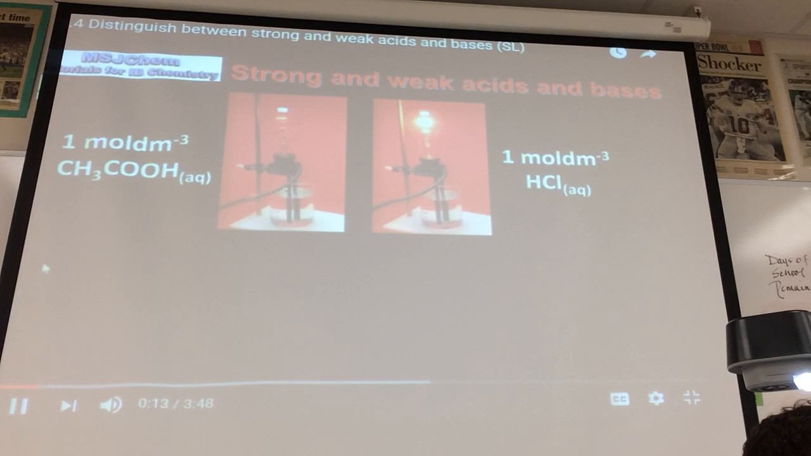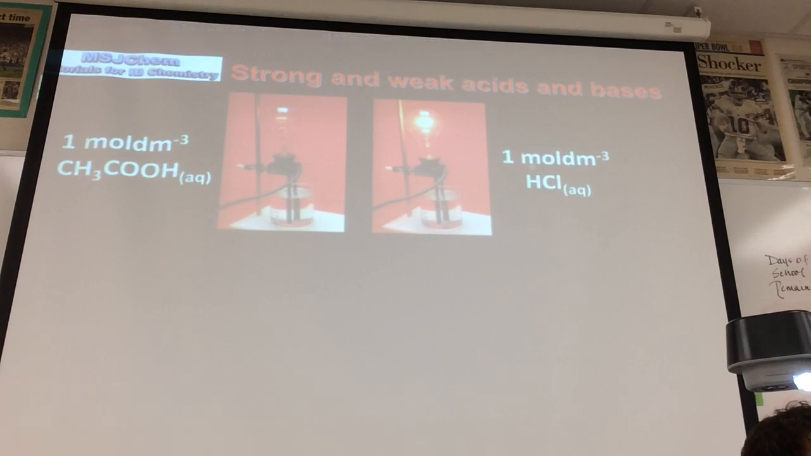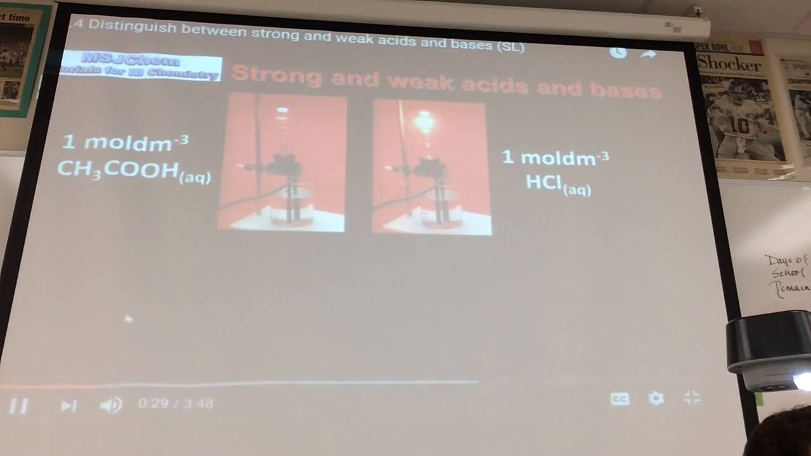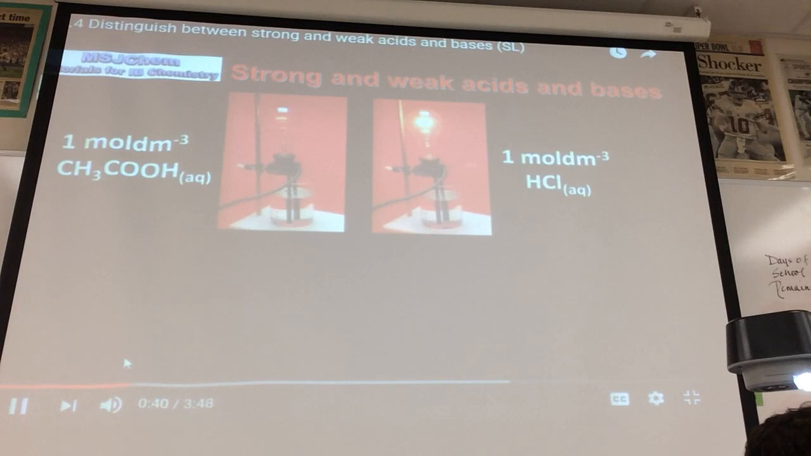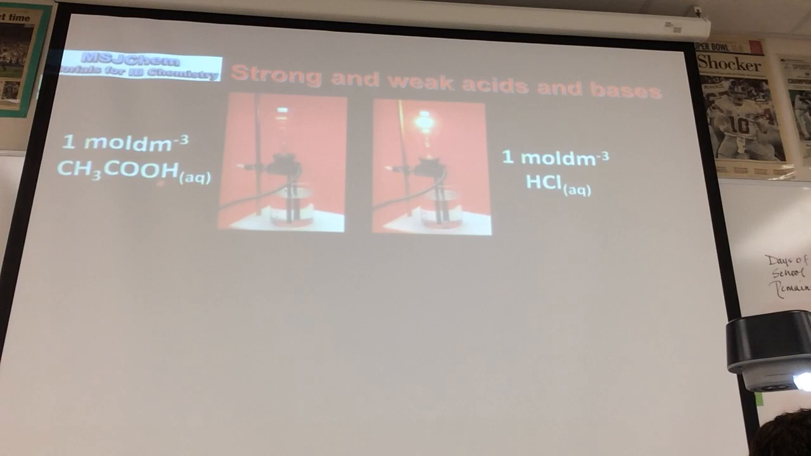In the beaker on the left, we have a 1 mole per deciliter solution of ethanoic acid. In the beaker on the right, we have a 1 mole per deciliter solution of hydrochloric acid. Ethanoic acid is a weak acid and it partially ionizes in solution. Hydrochloric acid is a strong acid which completely ionizes in solution. As you can see, the bulb on the right is brighter than the bulb on the left. This means that hydrochloric acid is a better electrical conductor than ethanoic acid.